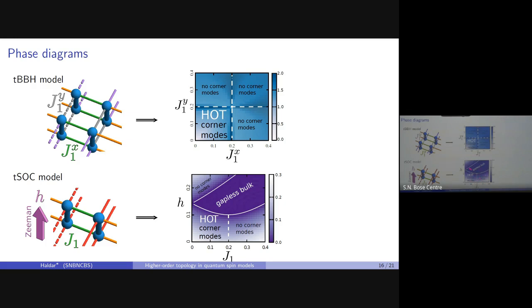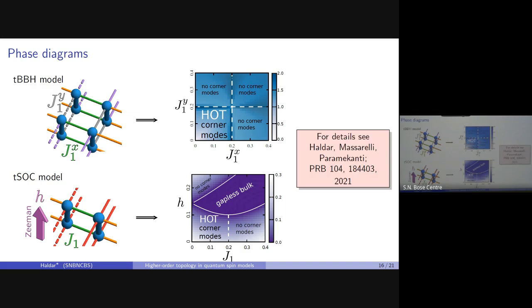But interesting in this case, when h is greater than this line over here, you get a gapless bulk, so you do not have any corner mode because your system is no longer gapped, so it cannot have mid-gap states, right? So these two are very distinct phase diagrams, but nonetheless, the universal part, the higher topological part, seems to be the same for both.